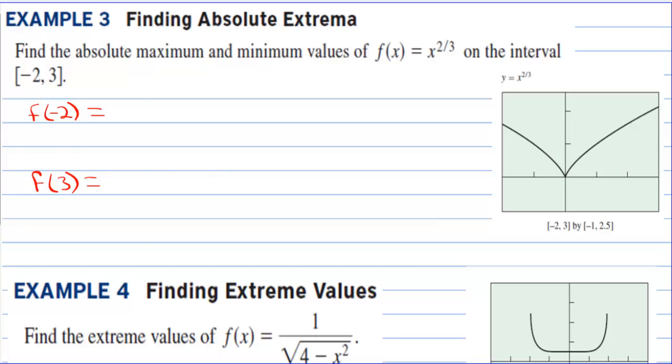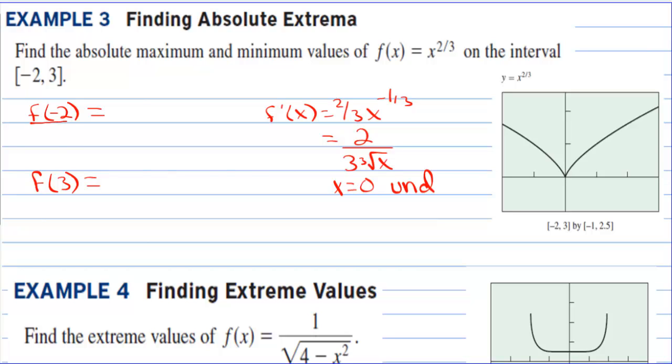Well, we know that mins and maxes happen where the derivative is either 0 or undefined. So let's take the derivative. That's equal to 2/3 x to the negative 1/3. We have 2 over 3 times the third root of x. Nowhere is the derivative 0. We can't find a value that would make this derivative 0. However, at x equals 0, the derivative is undefined. So that's now a critical point.